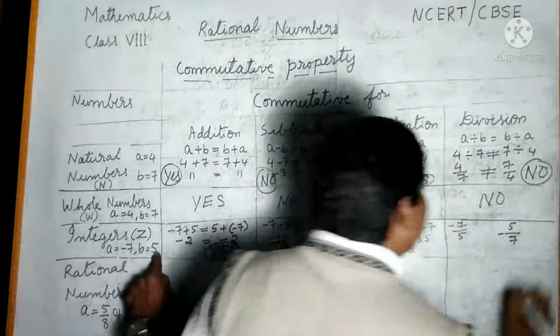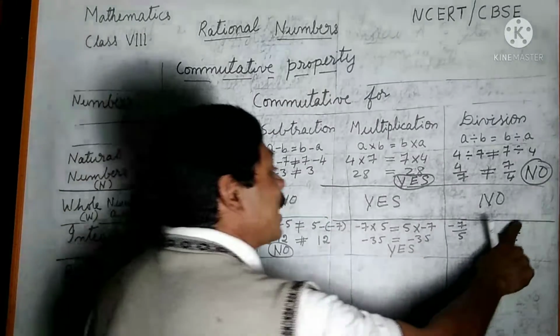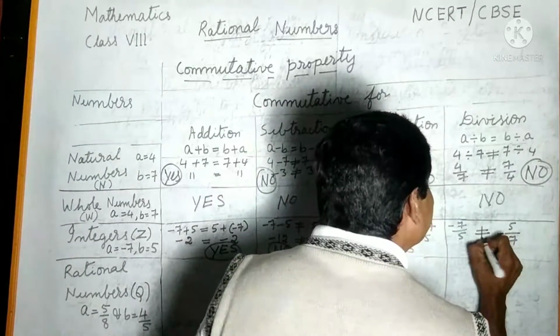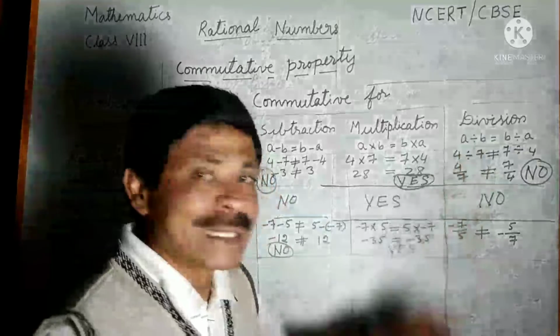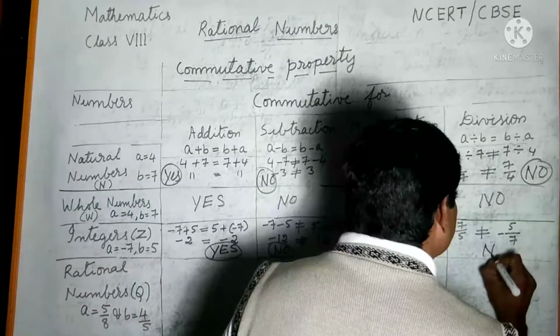Minus 7 by 5 is not equal to 5 by 7. So that is right: for integers a and b, division is not commutative. That's right? No.